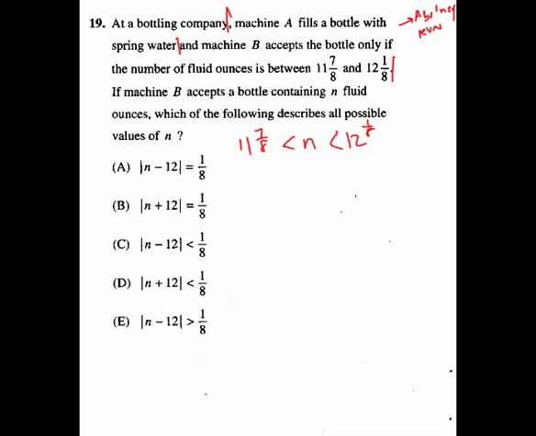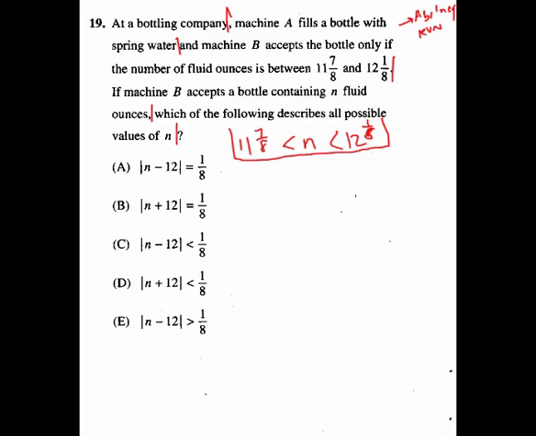If machine B accepts a bottle containing N fluid ounces, okay, and purposely, usually I'd write X, but I knew N was coming. Which of the following describes all the possible values of N? All right, so these are the requirements, and the easiest way of doing this type of problem is doing the absolute value inequality first by doing the first equation of absolute value inequality, meaning drop the walls and just solve.